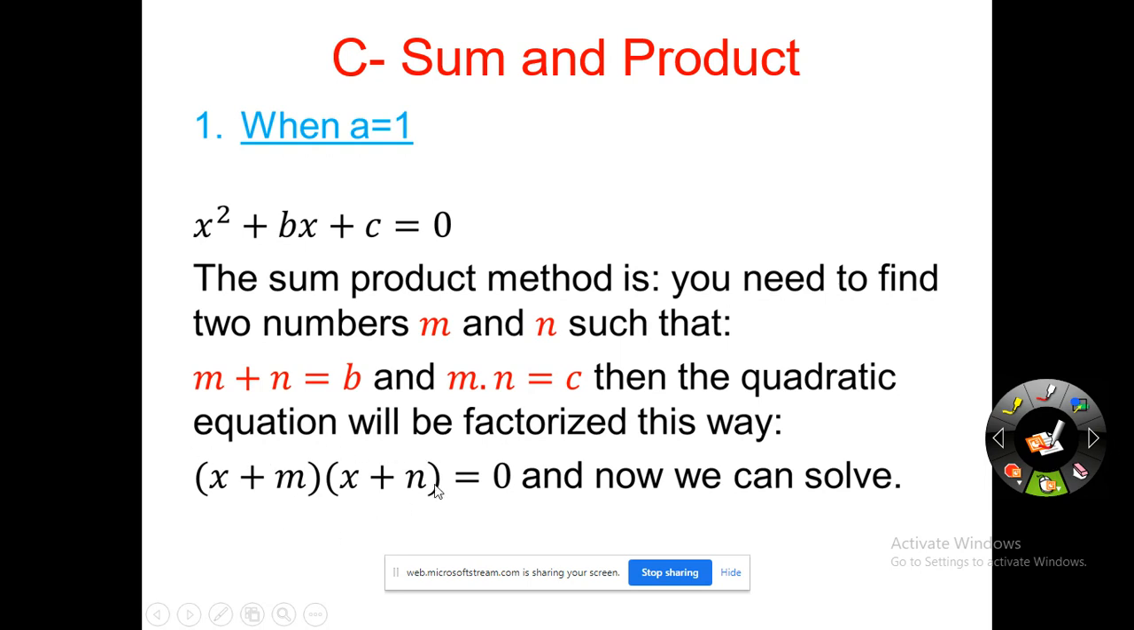And look, guys, now I'm back to the x-intercept form, or the factorized form. Then we can solve each parenthesis equal to 0. So again, I will repeat. I will find two numbers whose sum is b and whose product is c. Then I will be able to factorize by doing x plus m, x plus n equal to 0. Let's do it with an example.